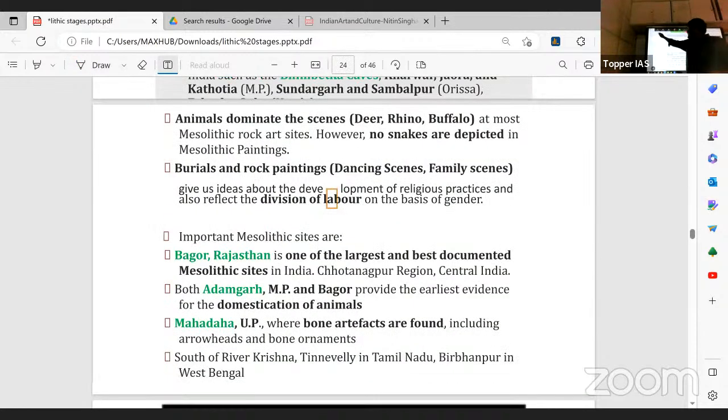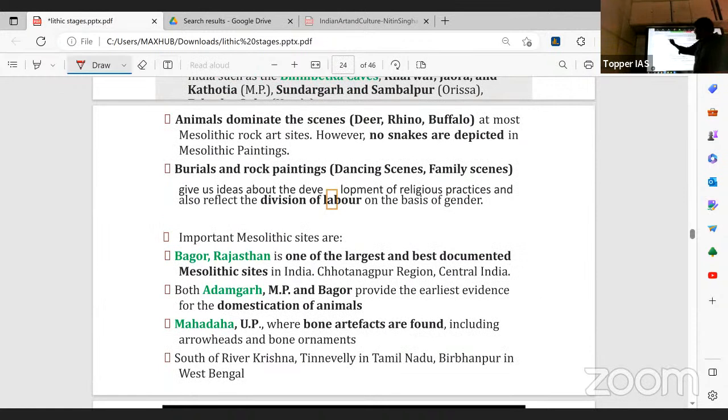So what used to be there in rock art? Animals dominate the scenes, right? So deer, rhino, buffalo, but no snakes are depicted there. And burials and rock paintings only. Dancing scenes, family scenes, okay.